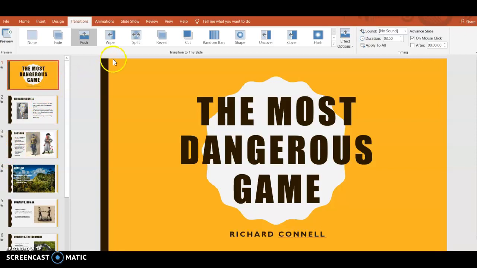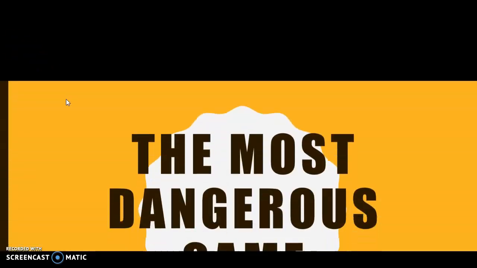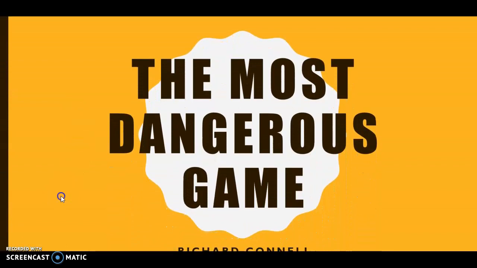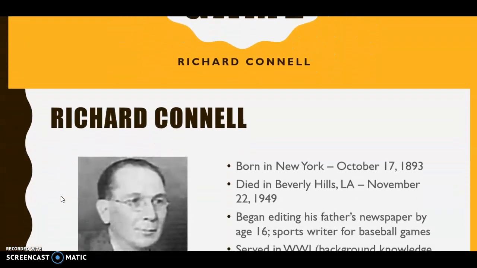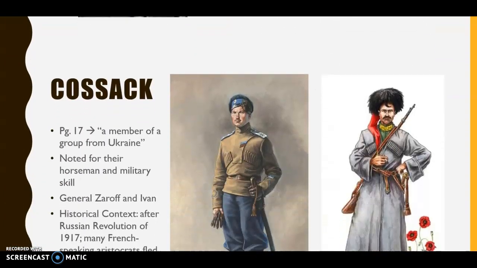If we continue on the first slide and then go to slideshow, on the far left corner of that band, I can hit from beginning, and it will give me a preview of how my transitions will work during my PowerPoint.